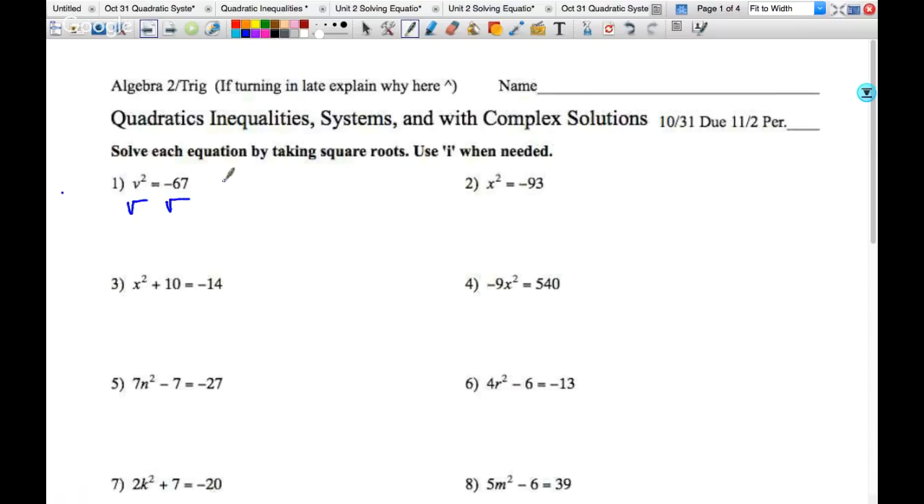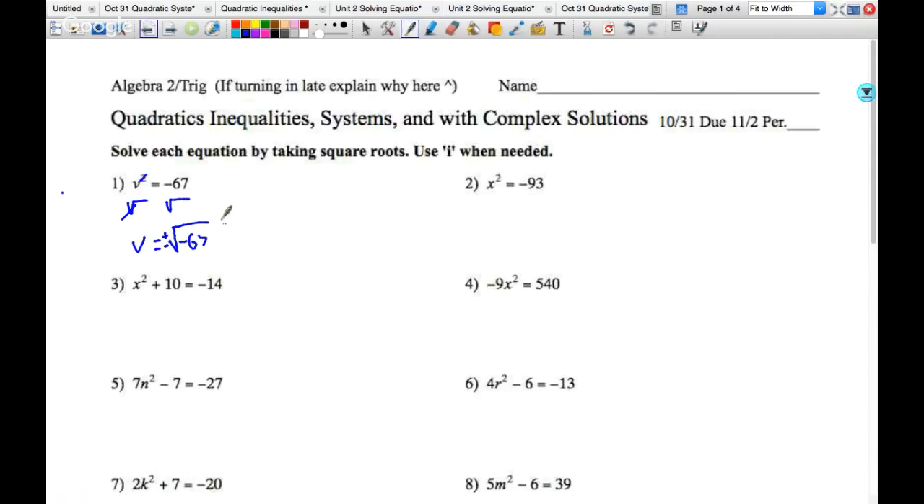So if I, in number one here, just take the square root of both sides. On the left-hand side, that square root will cancel with the squared, leaving behind v. On the right-hand side, I'll have the square root of negative 67. Now, I can take that square root of negative 67, and I might want to write a plus or minus in front of it, just to remind myself that square roots are both positive and negative.